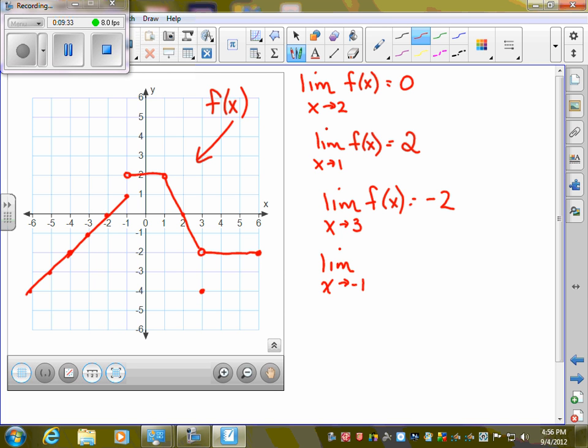If I look at the left-hand side of negative 1, numbers that are a little bit to the left of negative 1, like negative 1.1, the y values are up here close to positive 1. If I look at negative 1.1 and come up here, the y value is close to positive 1. But if I look at negative 0.9, the y value is up here at 2. So how can I differentiate what's happening on the left and the right-hand side? Well, we can talk about something called a left-hand limit and a right-hand limit.